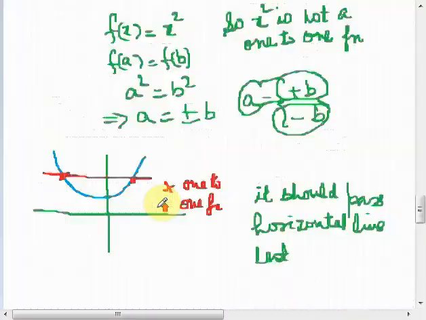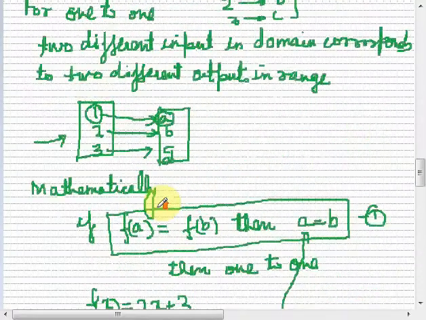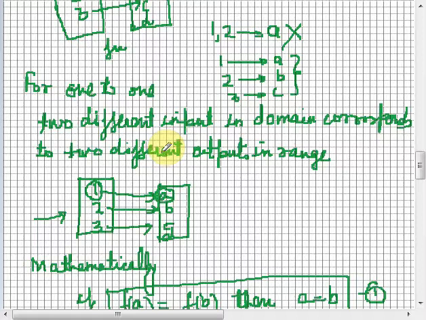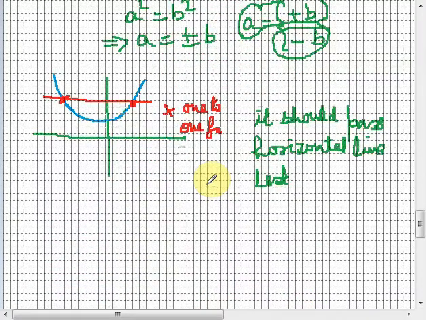One to one function. What was a one to one function? Two different inputs in the domain correspond to different outputs in the range. Here, suppose this is x1 and this is x2, and suppose this is y1. So the coordinates x1 comma y1 and x2 comma y1 both exist on the graph.